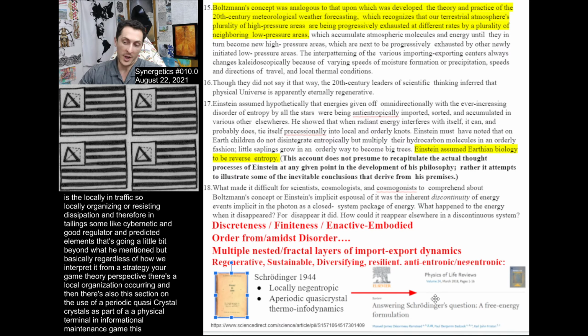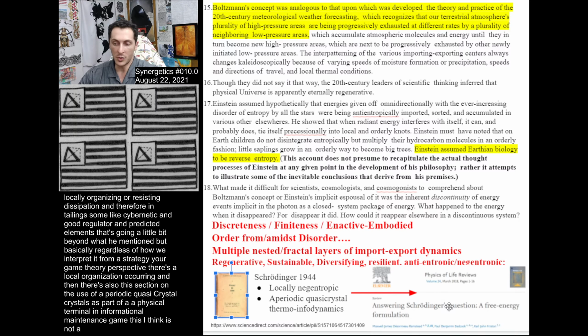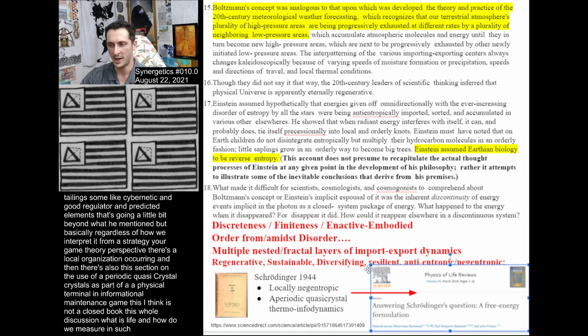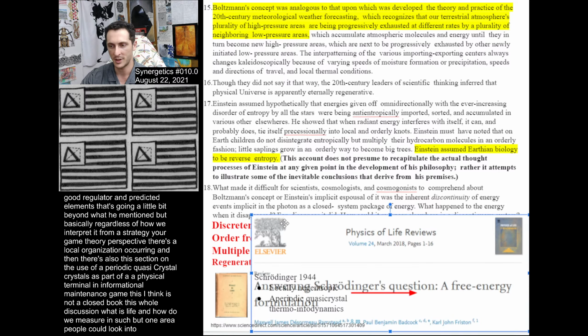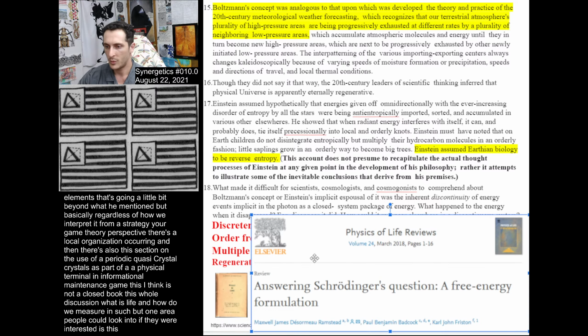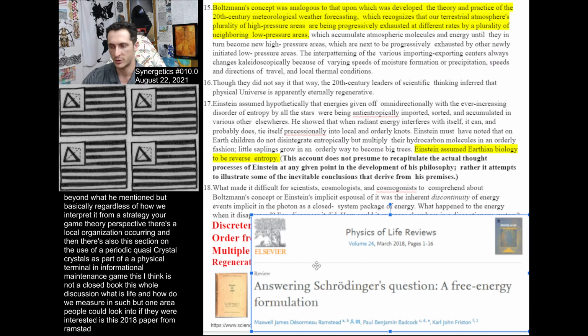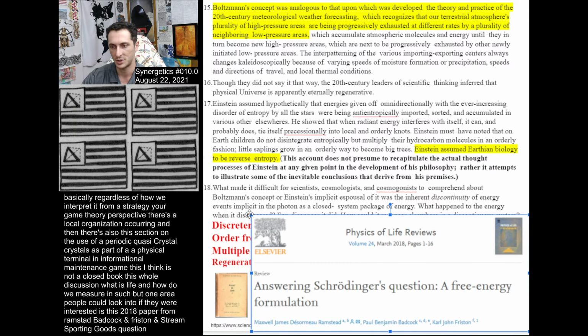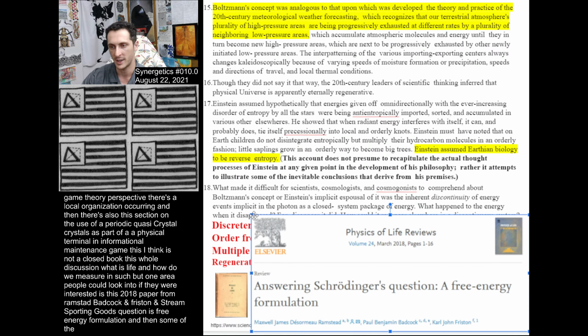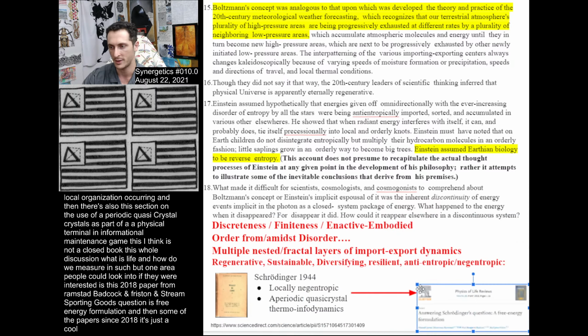This, I think, is not a closed book, this whole discussion, what is life and how do we measure it and such, but one area people could look into if they were interested is this 2018 paper from Ramstead, Badcock, and Friston, answering Schrodinger's question of free energy formulation, and then some of the papers since 2018. It's just a cool area of literature.